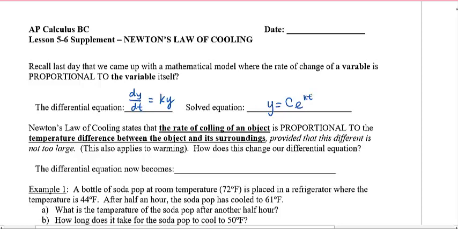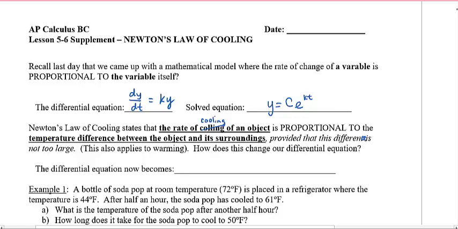Now, Newton's law of cooling says that the rate of cooling of an object is proportional not just to the variable itself, but to the temperature difference between the object and its surrounding, provided, of course, this difference is not too big.